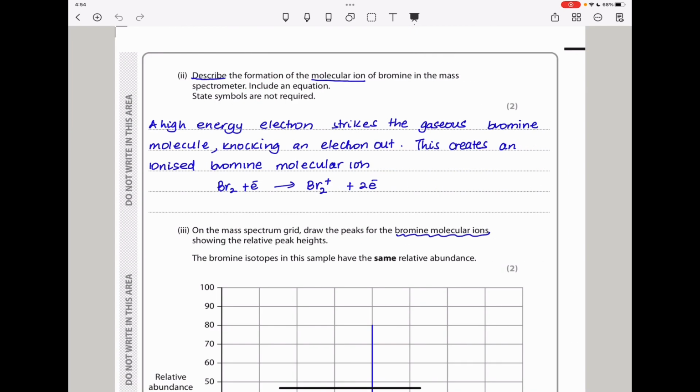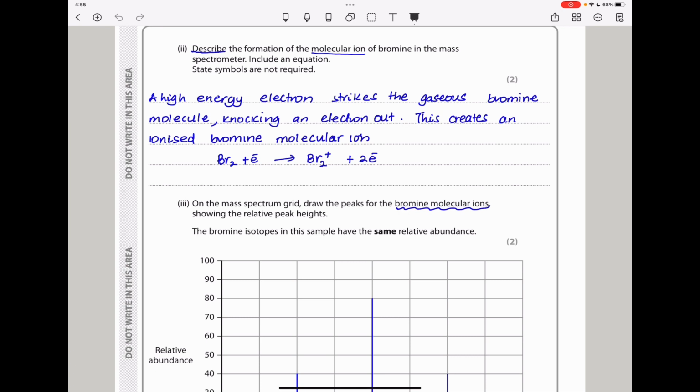So moving on here, they say, describe the formation of the molecular ion of bromine in the mass spectrometer. They want you to include an equation. State symbols are not required. So remember, this is in a mass spectrometer. We are trying to find a molecular ion. A molecular ion means there is a molecule, meaning in the case of bromine, there are 2 atoms. So to form a molecular ion, of course, an electron is going to be knocked out of the bromine molecule to form an ion, as we can see here.